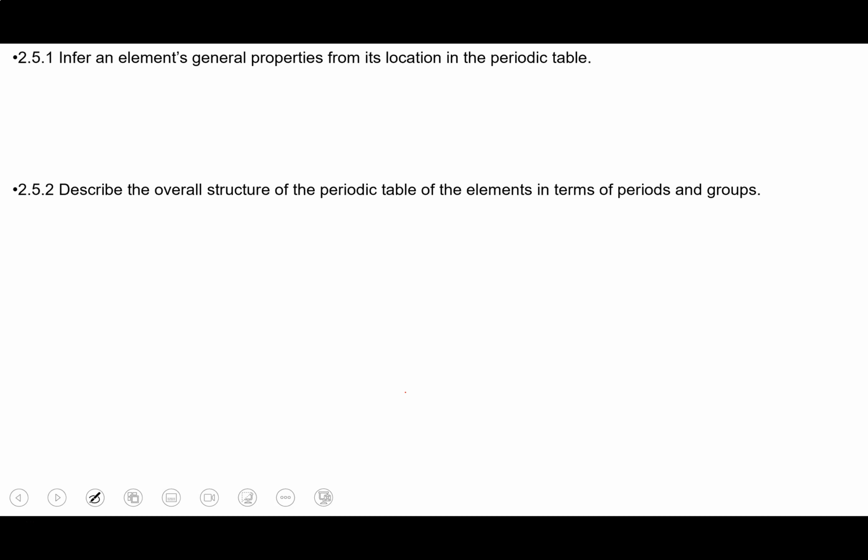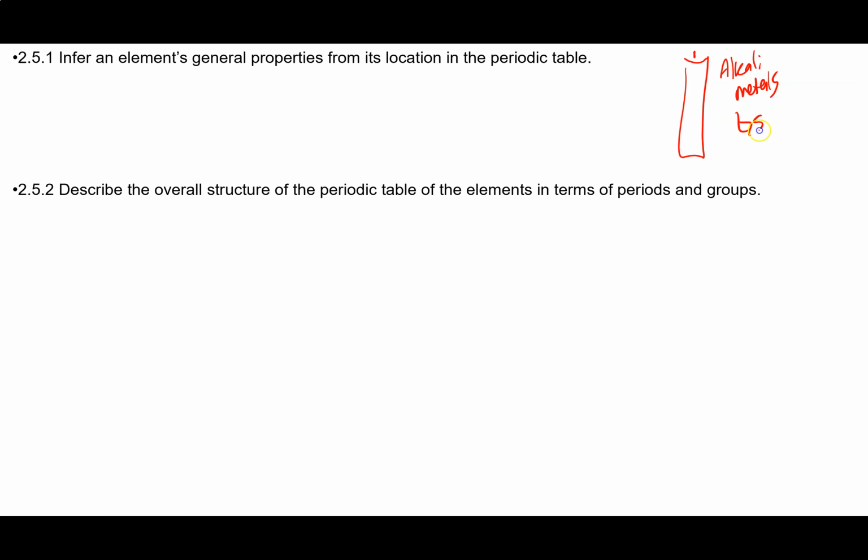All right, next is general properties from locations. So when we look at, say, elements in group 1 on the periodic table, what we're asking is, what are some properties they have in common, okay? And from class, we talked about the fact that maybe from group 1, these are the alkali metals.